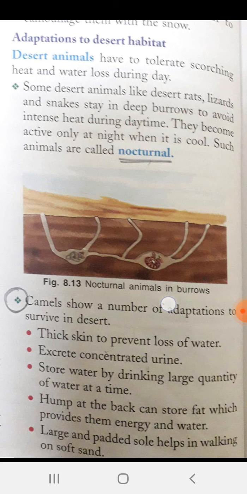Now, there are some other animals like desert rats, lizards, and snakes. How do they stay in the desert? During the day, the climate is very hot, and during the night, the climate is very cool. So what do these animals do? During the daytime, they stay in their burrows to avoid extreme heat, but they become active at night. These animals, which become active at night when the climate is cool, especially in the desert, are called nocturnal animals.